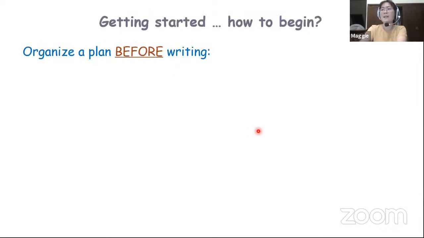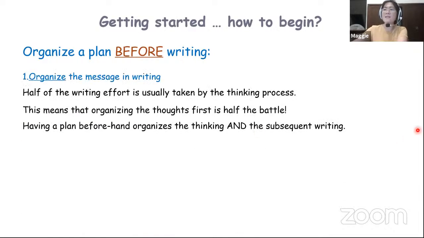Okay, get started. How to begin? First, I think a good idea would be to organize a plan before writing. Organize the message in writing. Half the writing effort is usually taken by the thinking process. This means that organizing the thoughts first is half the battle. So having a plan beforehand organizes your thinking and the subsequent writing. So know what you are going to write and then start. That would be a good idea.